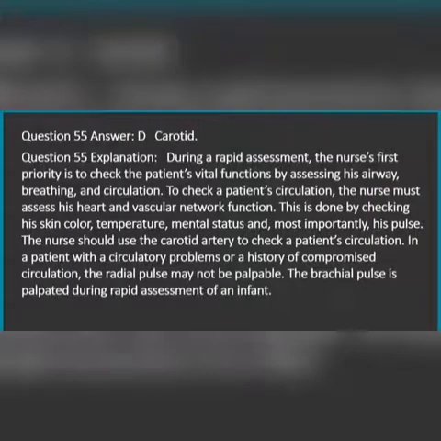Question 55. Explanation: During a rapid assessment, the nurse's first priority is to check the patient's vital functions by assessing his airway, breathing, and circulation. To check a patient's circulation, the nurse must assess his heart and vascular network function. This is done by checking his skin color, temperature, mental status and, most importantly, his pulse. The nurse should use the carotid artery to check a patient's circulation. In a patient with circulatory problems or a history of compromised circulation, the radial pulse may not be palpable. The brachial pulse is palpated during rapid assessment of an infant.